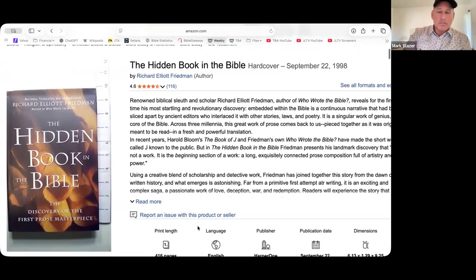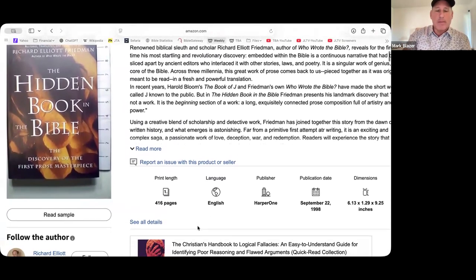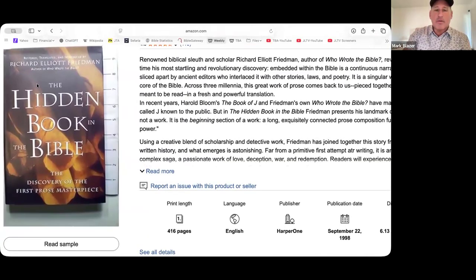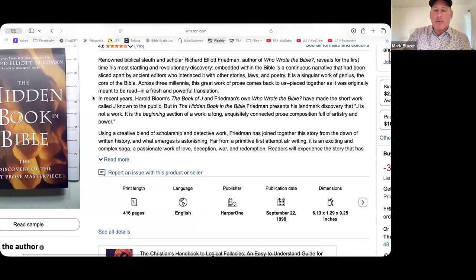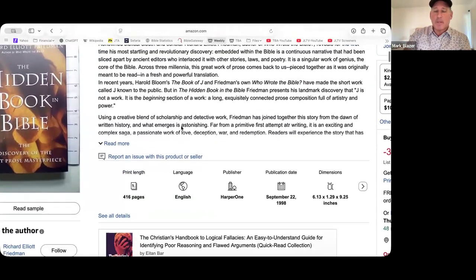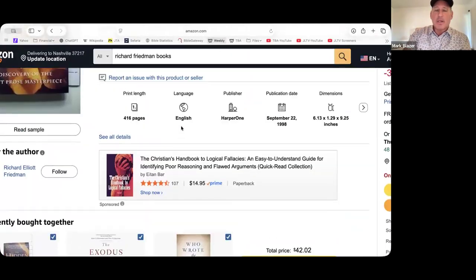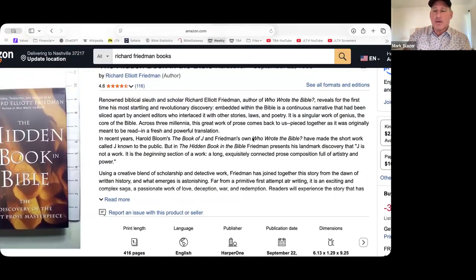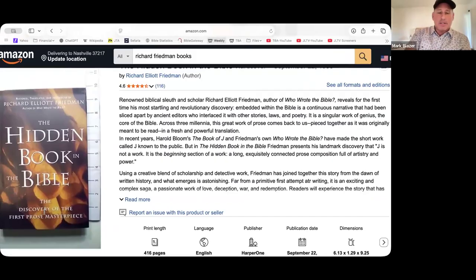His first bestseller, if you will, was Who Wrote the Bible, which is why it says right here, author of Who Wrote the Bible. But Hidden Book of the Bible follows the author J, and how this author J wrote a book that stretches from Genesis all the way through the book of Kings. And as you can see, the discovery of the first prose masterpiece.